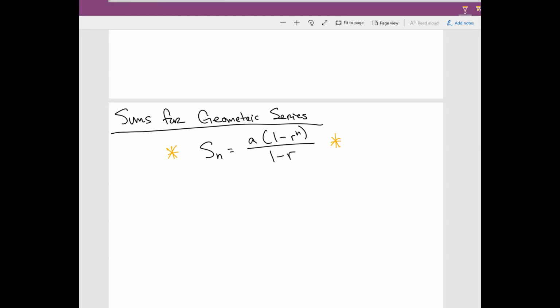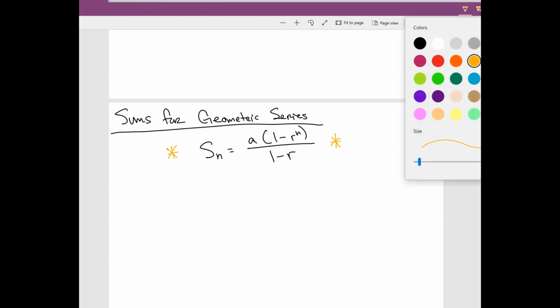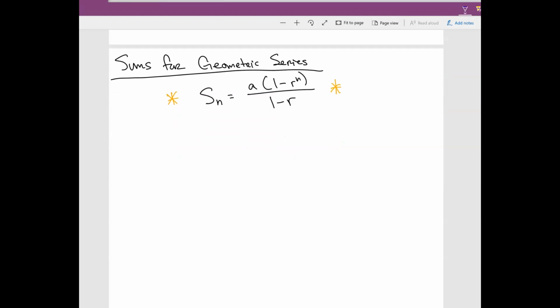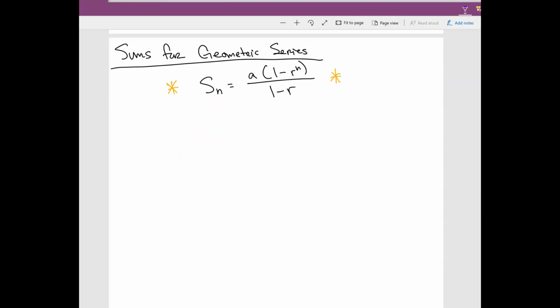Okay, so I won't prove it to you. This was proven in Math 96, but if you really want to know the proof, it's actually not that bad. But the proof, I'll put somewhere else. But let's go ahead and do a couple of examples.